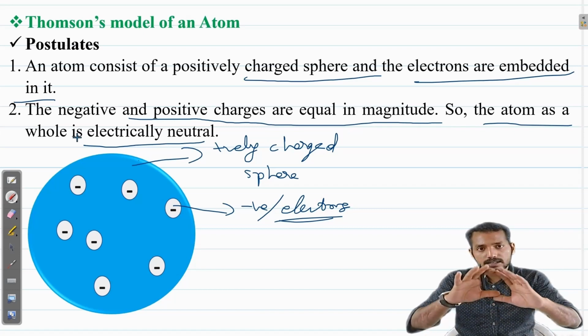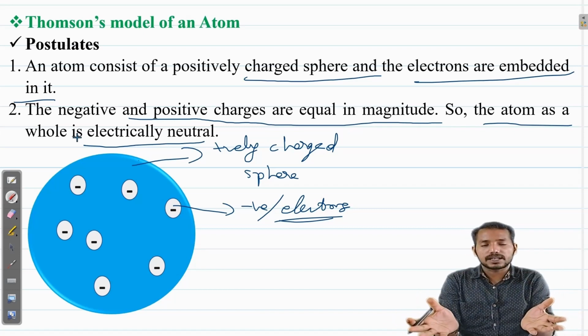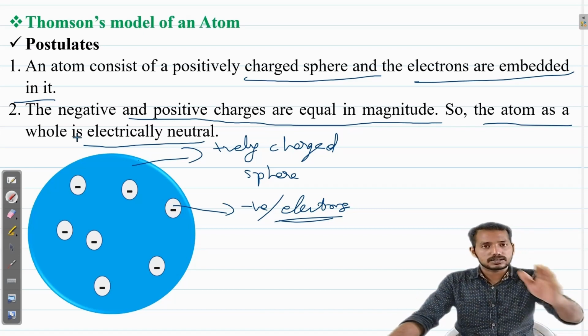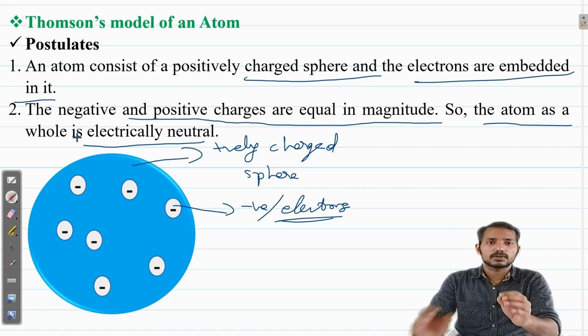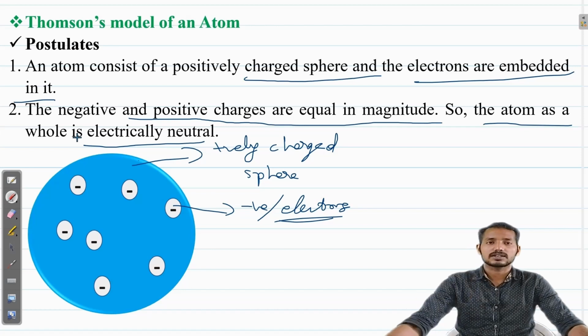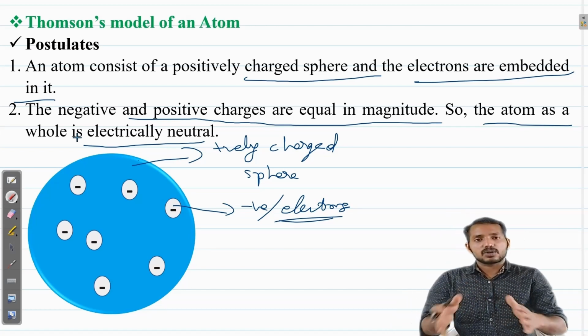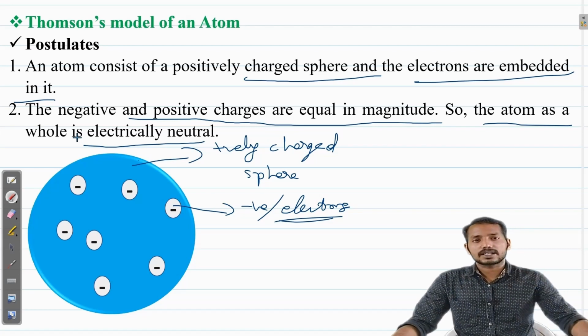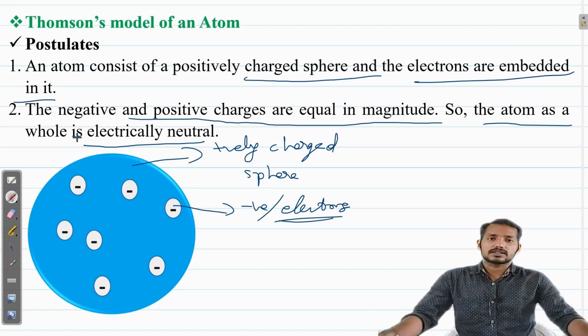So the atom as a whole is electrically neutral because the magnitude of positive as well as negative charges is equal. These are the two postulates proposed by J.J. Thomson in his model of the atom. It has a lot of limitations, as it was not able to explain many experimental results.